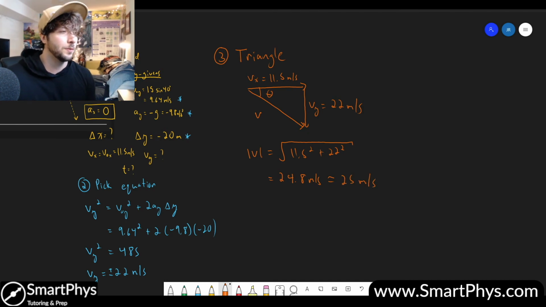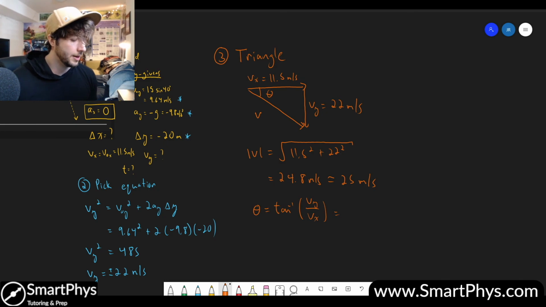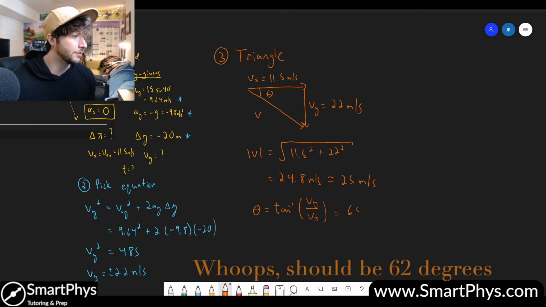And then finally, we need our angle theta. We can get that by using any of the 3 trig functions, sine, cos, or tan. I'll use tan, sort of a convention. Okay, so tan is opposite over adjacent. So theta is going to be the inverse tan of Vy over Vx. Okay, and that will give us 65 degrees.